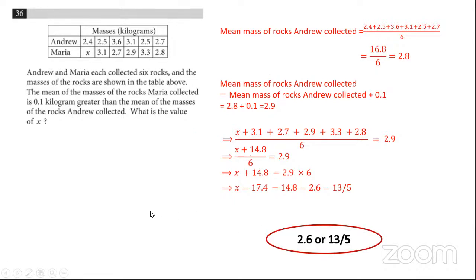So the answer is 2.6, which can also be written as 13 by 5. Both will be accepted. Now the next question. Jeremy deposited X dollars in his investment account on January 1, 2001. The amount of money in the account doubled each year until Jeremy had $480 in his investment account on January 1, 2005. We are asked, what is the value of X? That is, what is the amount Jeremy deposited on January 1, 2001?